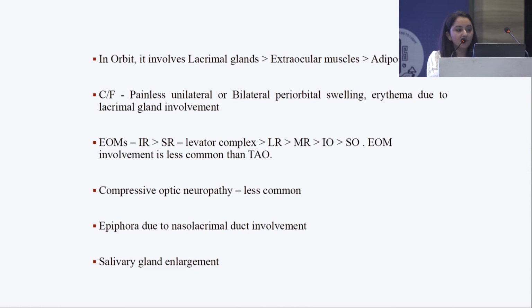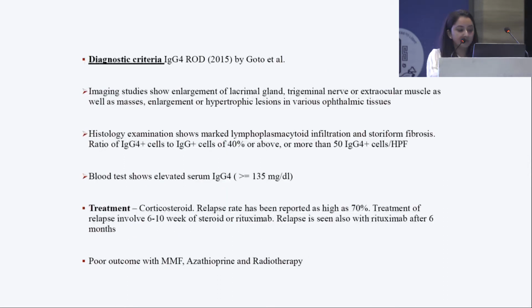In orbits, more commonly the lacrimal glands are involved, followed by the extraocular muscles, followed by the adipose tissue. Clinical features are a painless unilateral or sometimes bilateral periorbital swelling and erythema if lacrimal gland involvement is there in the supralateral quadrant. Compressive optic neuropathy is relatively less common, and there might be an associated salivary gland enlargement.